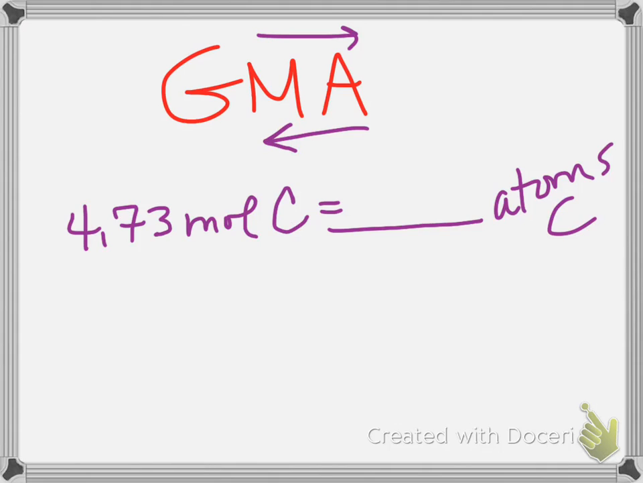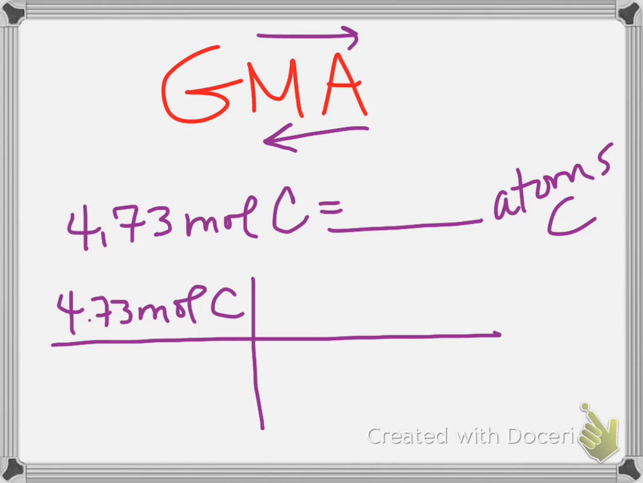So what do we start with in any factor label? Our given, always. So we start with 4.73 moles of carbon. What units and what chemical go down below to cancel? Moles, carbon. What units, what chemical go on top to end up in? Atoms, carbon.